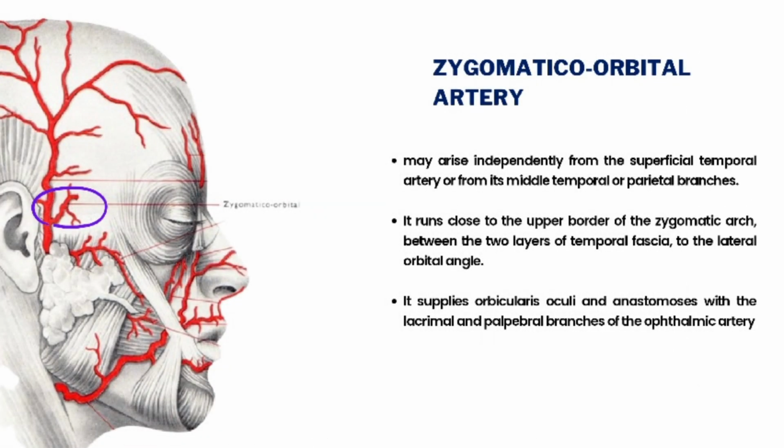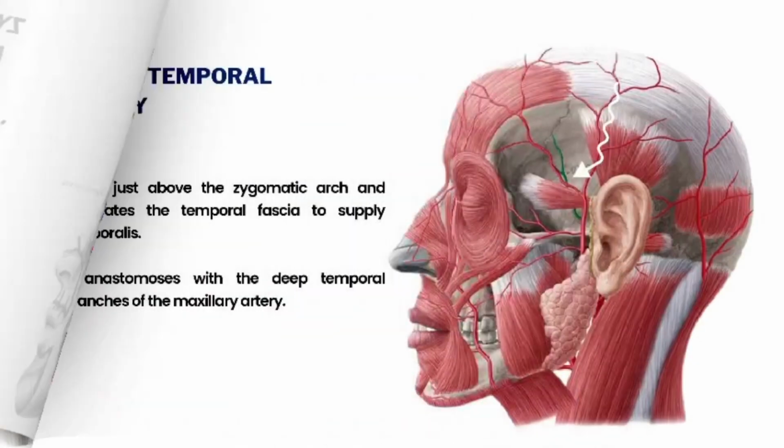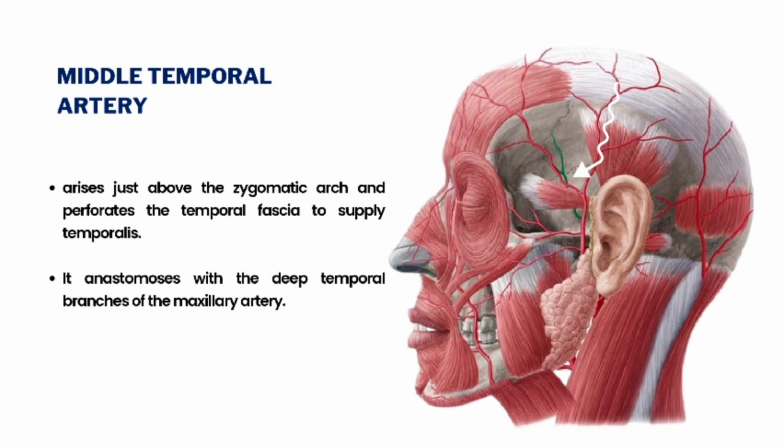Next, the zygomatico-orbital artery. It may arise independently from the superficial temporal artery or from its middle temporal or parietal branches. It supplies orbicularis oculi and anastomoses with the lacrimal and palpebral branches of the ophthalmic artery. The middle temporal artery arises just above the zygomatic arch and perforates the temporal fascia to supply temporalis, and it gives branches to temporalis and anastomoses with the deep temporal branches of the internal maxillary artery.